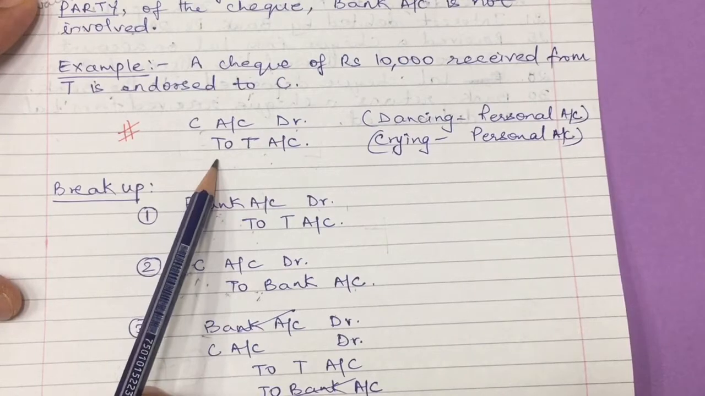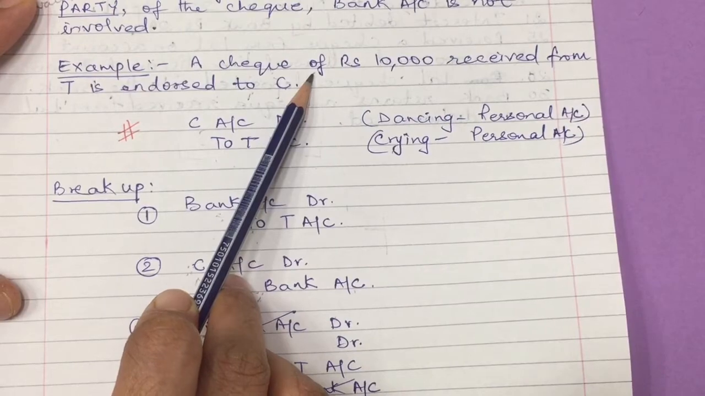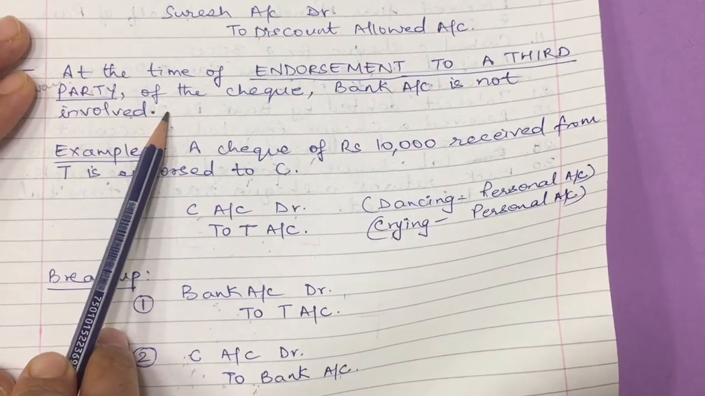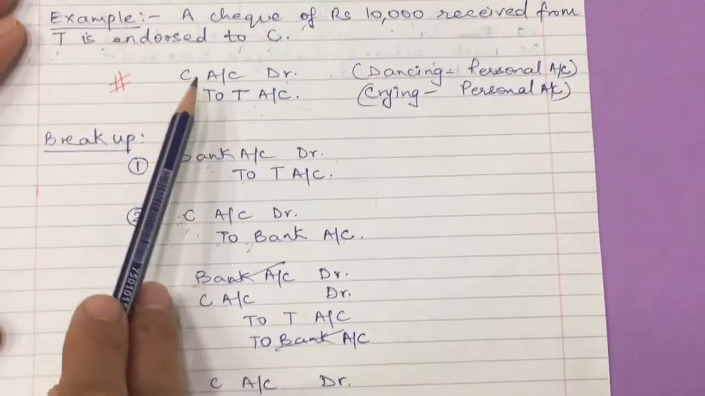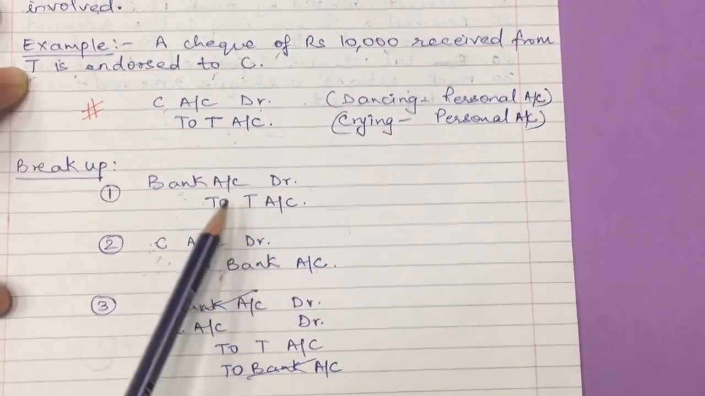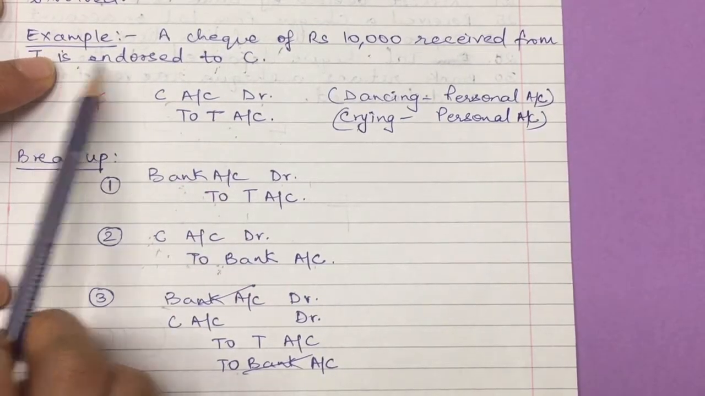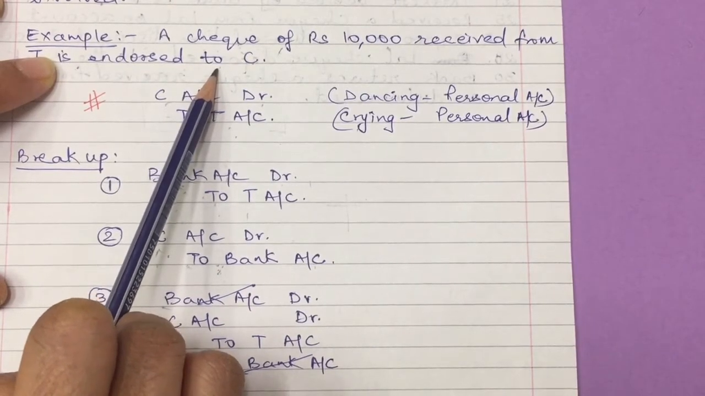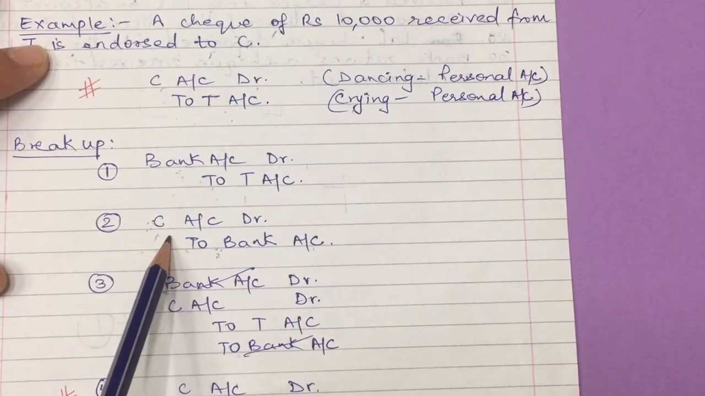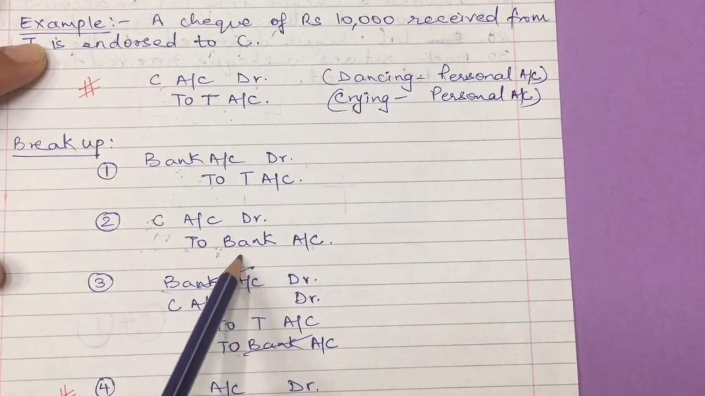Now students ask me, ma'am, in this example a check is involved, that means a bank is involved. How can you say that at the time of endorsement bank account is not involved? Okay, I'll explain why. When a check of rupees 10,000 was received from T, I made an entry of bank account debit to T account. Now I have to make some payment to C also. Suppose I have made this through a check to C also. So C account will be debit, C will be dancing, he has received my check, and my bank account will be crying. It will be on the credit side.